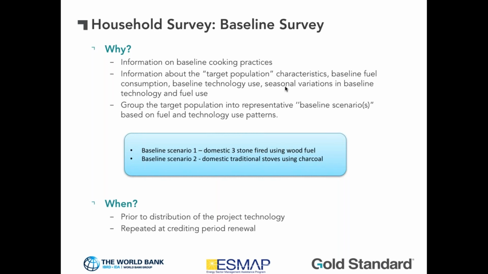For example, after conducting the baseline survey, one could arrive at potentially two baseline scenarios. The first baseline scenario is that one group uses a domestic 3-stone fire stove using wood fuel, whereas the second group uses domestic traditional stoves using charcoal. This baseline survey is required to be carried out before distribution of the project technology, and it also has to be repeated when the crediting period is renewed.